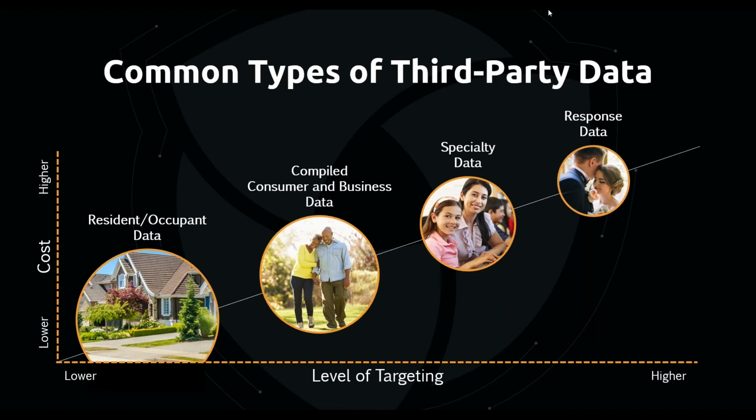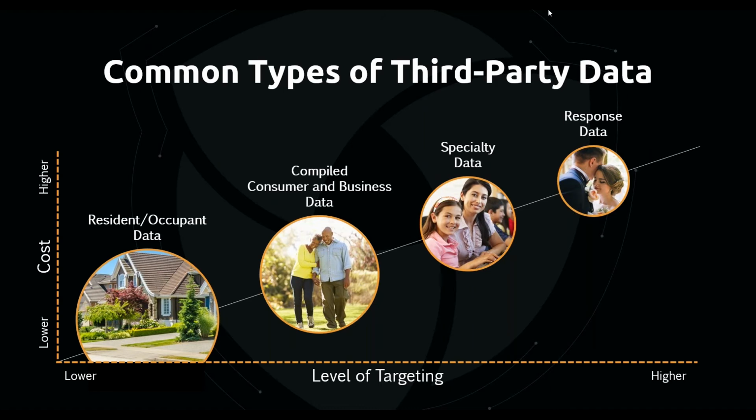So these are people that have completed desired actions. Now, when you look at the chart, you will see that each one of these types of third-party data is accompanied by a level of targeting ranging from lower to higher and a level of cost ranging from lower to higher. So the less targeted that a specific file is, typically is indicative that that file will have a larger overall universe and a lower overall cost to acquire.